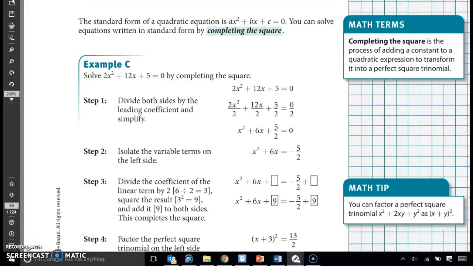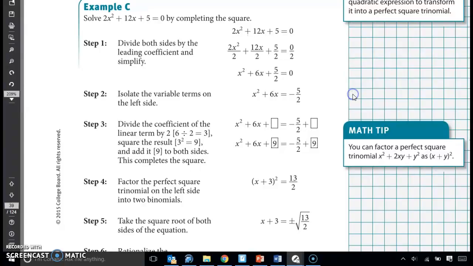Alright, so continuing with our completing the square, we have ax squared plus bx plus c equals 0, and we're going to look at completing the square way of solving. So this is just another option when you're asked to solve a quadratic equation. So we have example C here. We have 2x squared plus 12x plus 5 equals 0, and it's telling us to solve by completing the square.